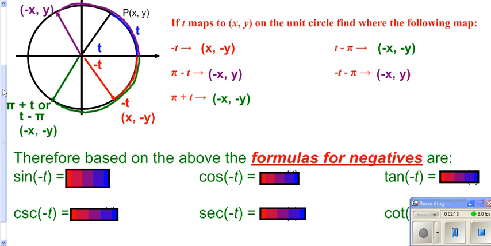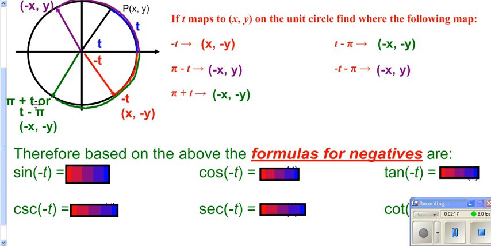So let's go ahead and take a look at these negative formulas. If you're looking at the sine of negative t, that would be here. The sine is your y coordinate. How does that compare to the y coordinate of the sine of t? Because we want to compare the sine of t to the sine of negative t. Well, how do these two y coordinates compare? They're really opposites of each other. So we're not going to say they're equal, we're going to say they're opposite, and that's why I have the negative here.